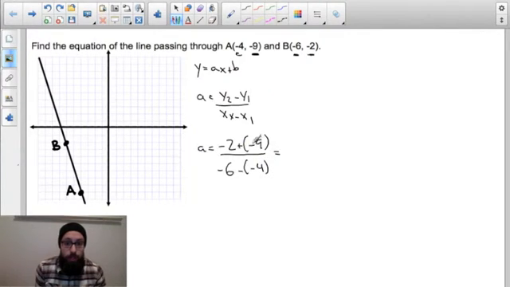So a negative and a negative make a positive. -2 plus 9 is going to give us 7 over -6 plus 4, which is going to give us -2. Now we said we always write our negative with the numerator, so right now a is equal to -7 over 2. Okay? So in our equation right now, we have y is equal to -7 over 2 x plus b.